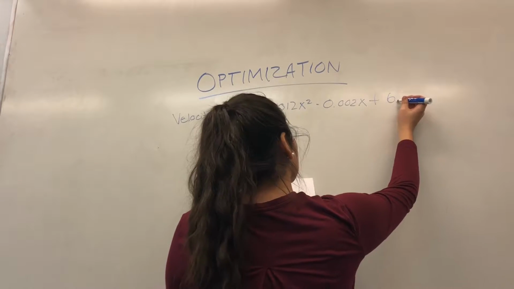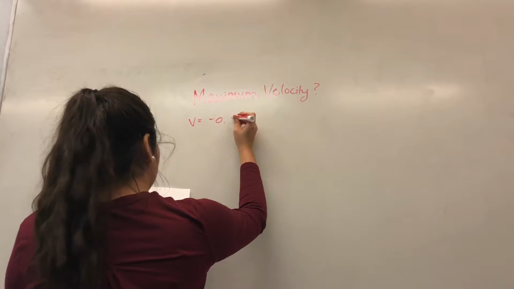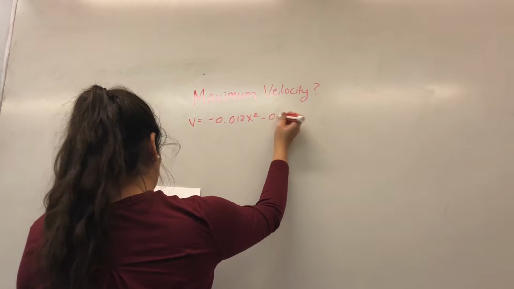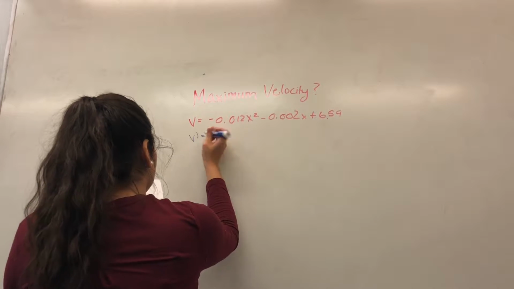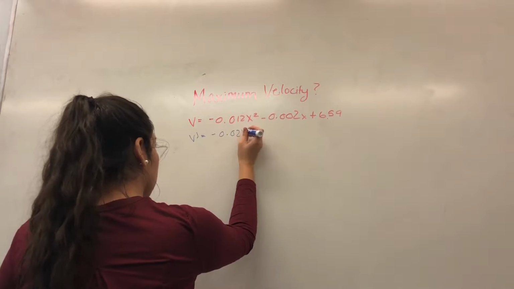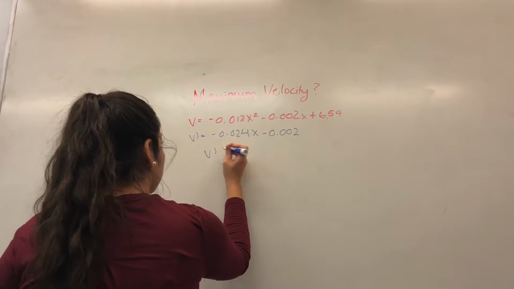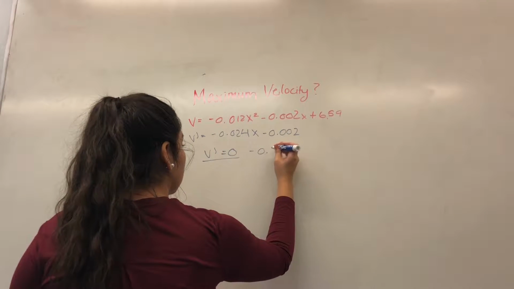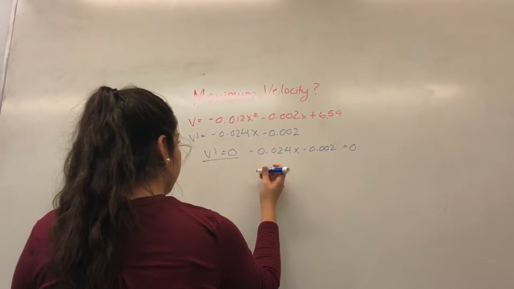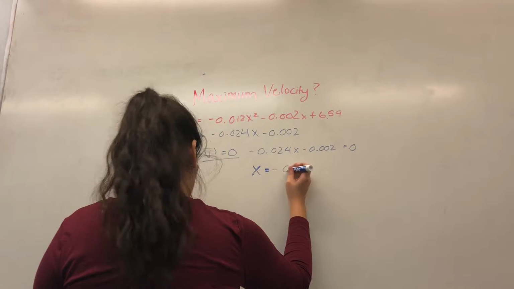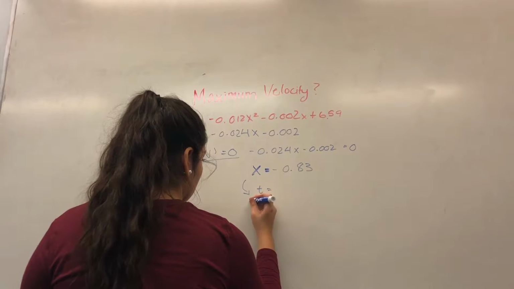First, we found the derivative of our velocity equation, which is also the second derivative of our original function, which is also the acceleration. We set the velocity prime equation equal to 0 and solve for the critical point, x. Here we find that x equals negative 0.83, where x is t for time, so it equals negative 0.83 seconds. This is where the maximum velocity should be.